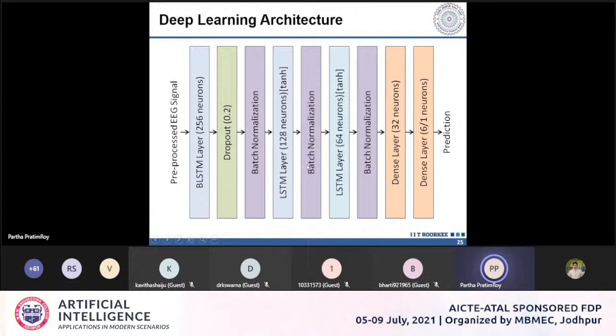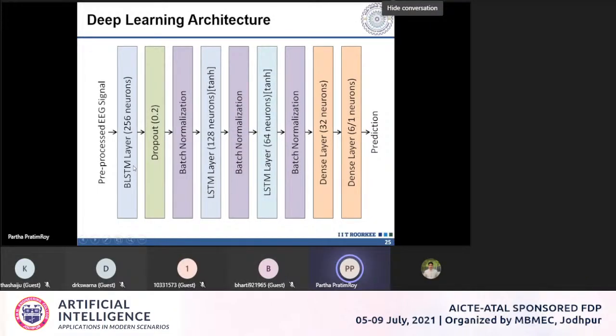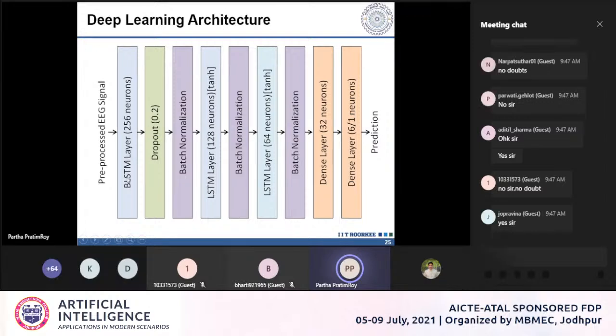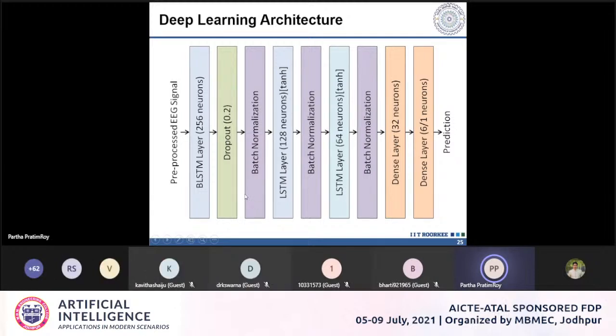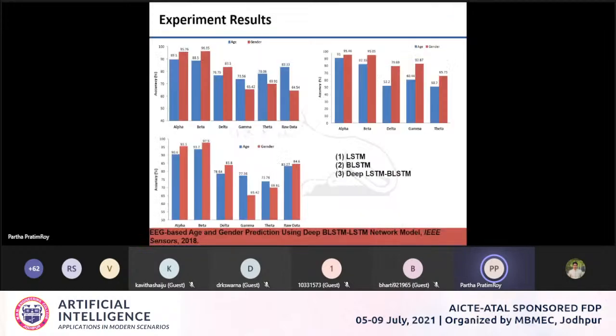We can use LSTM, BLSTM, or a combined, more complex architecture. For example, here we are using a BLSTM, then an LSTM, another LSTM, so that's a BLSTM-LSTM combination. BLSTM is also an LSTM, but a bidirectional LSTM. I'm not going into details. These are all available in the paper, so if you are interested, you can go through it.